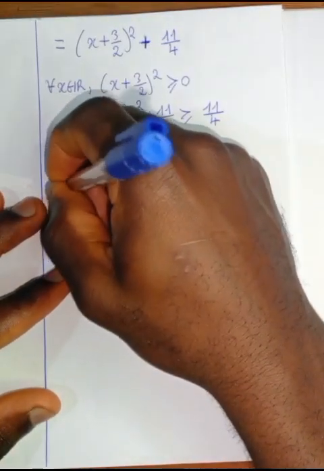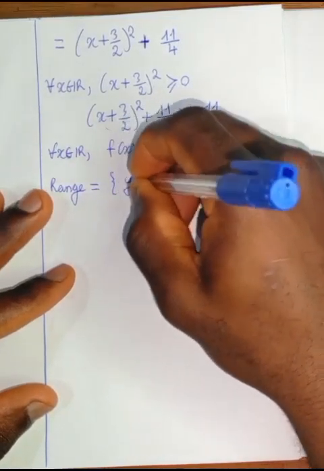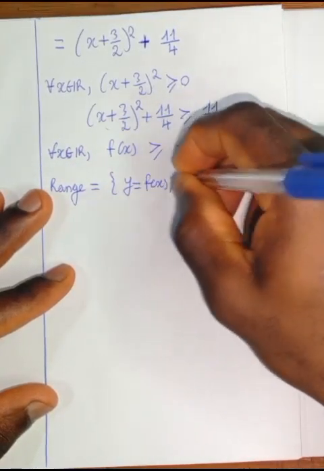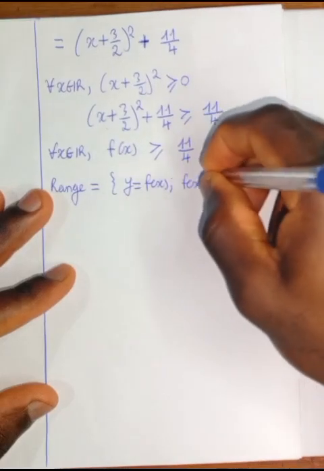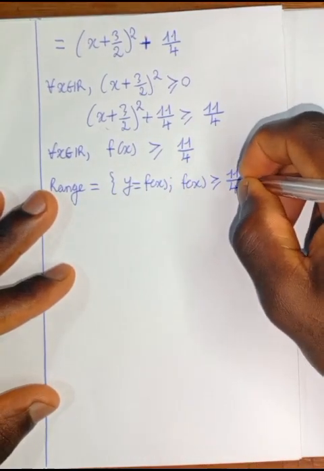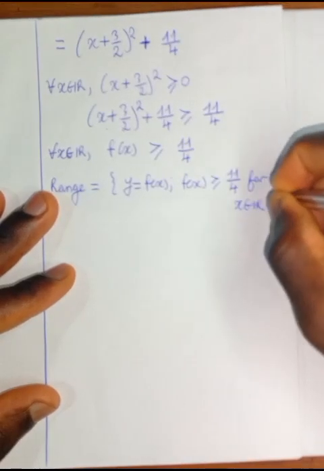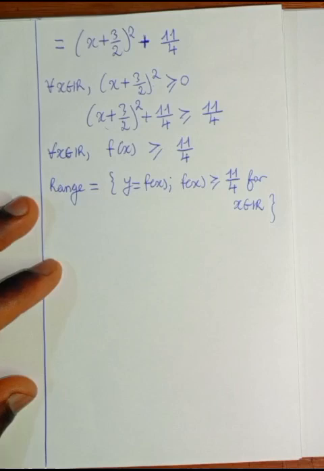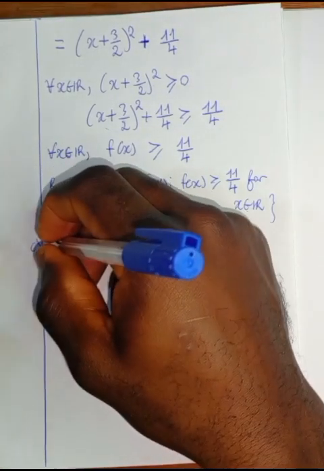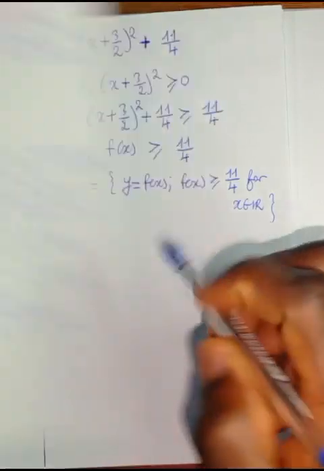Now you can write down the range. Our range will simply be y equal to f of x such that f of x is greater than or equal to 11/4 for x belonging to the set of real numbers. This will be the range. We go to question C. For question C, we have to find the range of f of x equal to 5x minus 1 minus 2x squared.